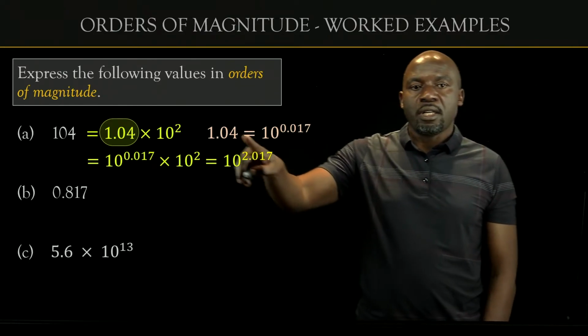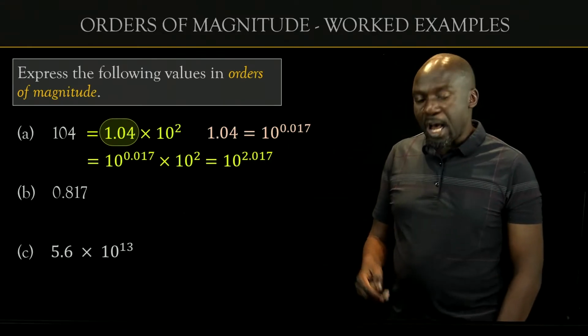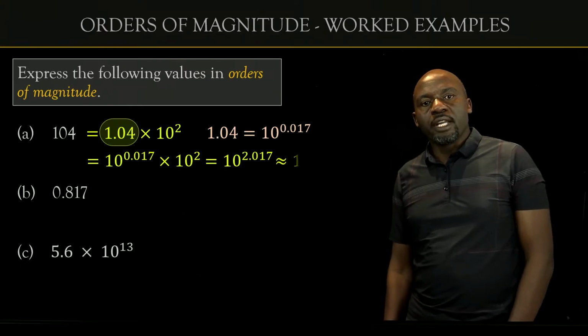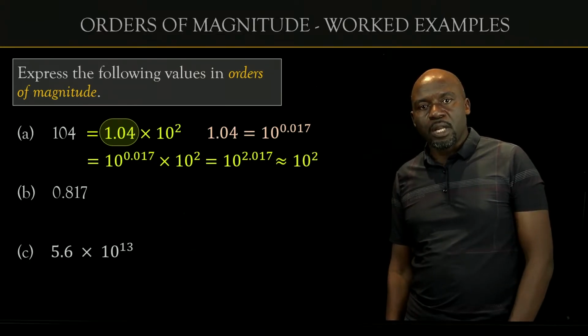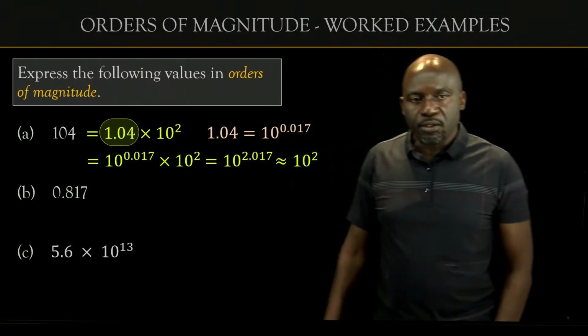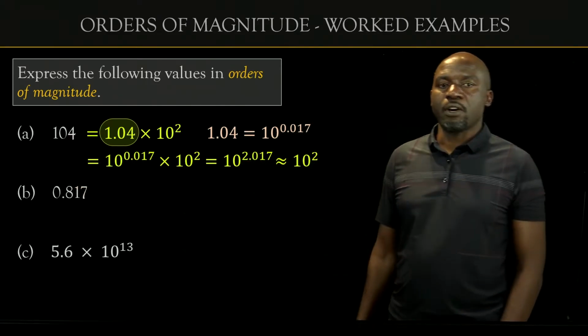And now we can round that up or down to the nearest integer, and if you do so, we get approximately 10 to the power of 2. And therefore, 104 in orders of magnitude is 10 to the power of 2.